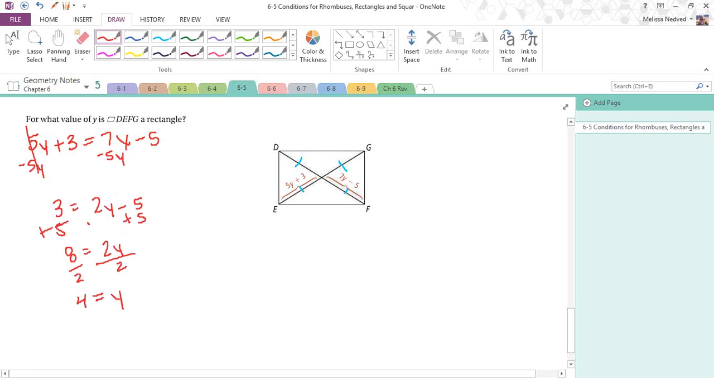Again, double check that that's what you're asked for. We are looking for the value of y. That would give us a rectangle. If y was 4, we'd have those portions of the diagonals congruent, meaning our diagonals would be congruent.